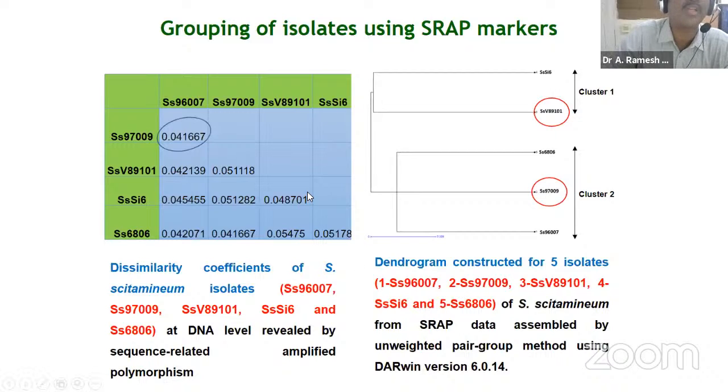You could see the smallest dissimilarity coefficient existed between the two highly virulent pathotypes, namely SS96007 and 97009. And also you could see one isolate which we got from a resistant variety, 6806, was found to share the maximum dissimilarity coefficient. Very interestingly, in concordance with the phenotypic results, the highly virulent and the less virulent isolates grouped into two different clusters.